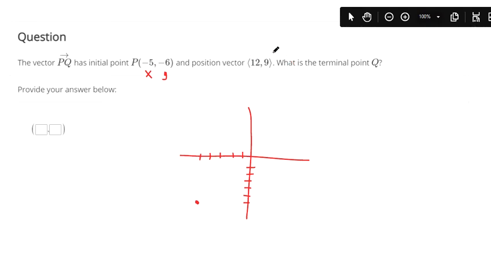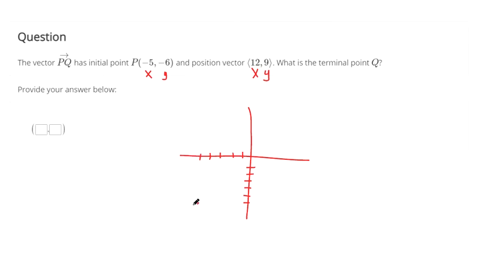12, 9. That means the change in x is 12. The positional vector is talking about the change. So the change in x is 12, and the change in y is 9. So it means from this point, we're supposed to go 12 units up and 9 units to the right, because they're both positive. So there's just a rough sketch.